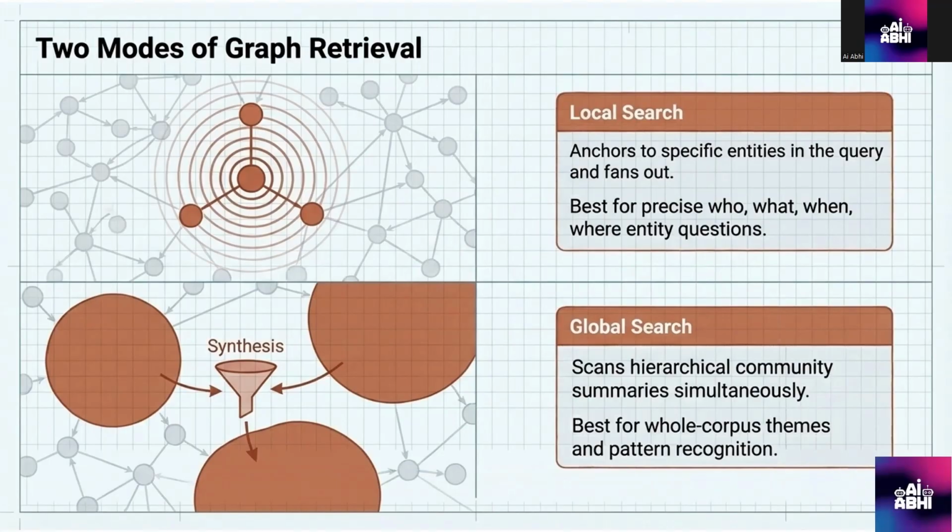And global search uses the community summaries to answer questions that require understanding the dataset as a whole. It reads the community reports at multiple levels of the hierarchy, generates partial answers from each, then synthesizes the final answer. Best for questions like what are the themes, what patterns exist.